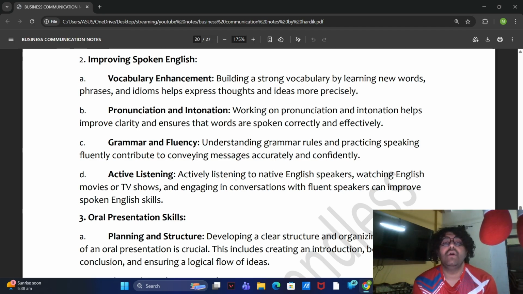Vocabulary enhancement. Building a strong vocabulary by learning new words, phrases, and idioms helps express thoughts and ideas more precisely. Pronunciation and intonation. Working on pronunciation and intonation helps improve clarity and ensures that words are spoken clearly and effectively. Grammar and fluency. Understanding grammar rules and practicing speaking fluently contribute to conveying messages accurately and confidently.